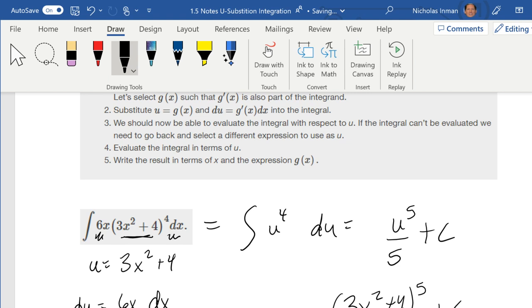Perfect. And if you want to, you can always double check. You can just take the derivative of this, and you should get back what we originally had. Thank you, Fundamental Theorem of Calculus, Part 1. Okay, so if we take the derivative of this, we would bring down this 5.